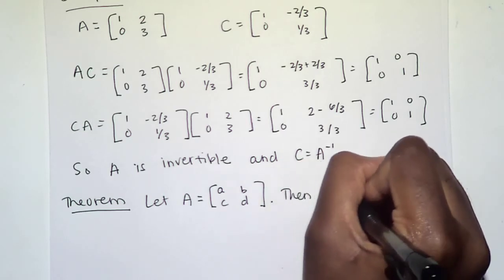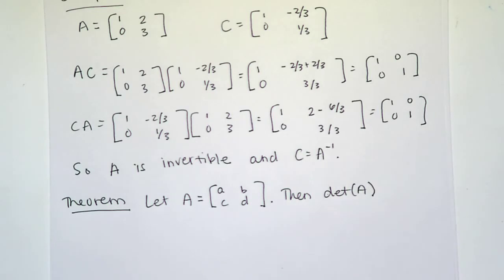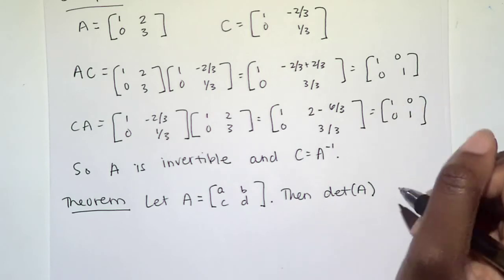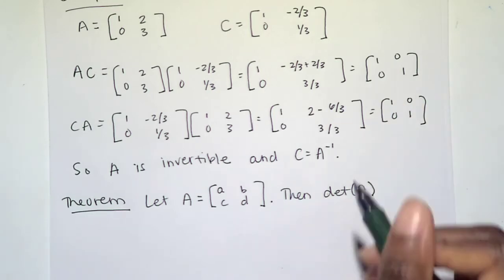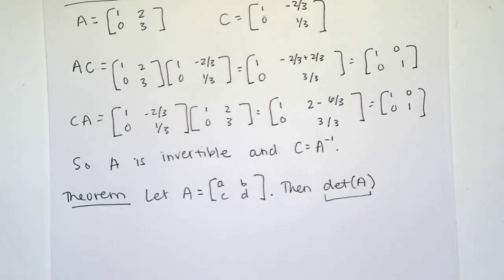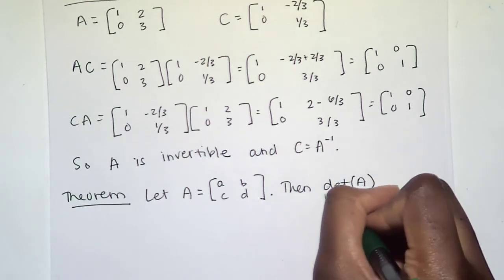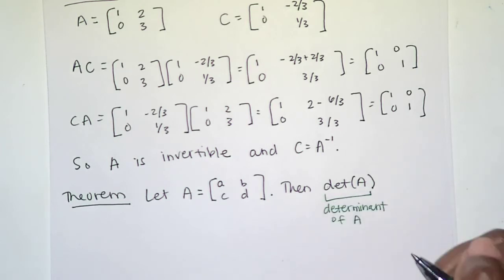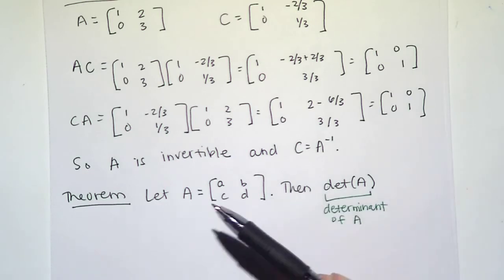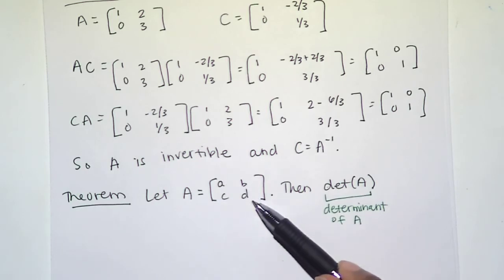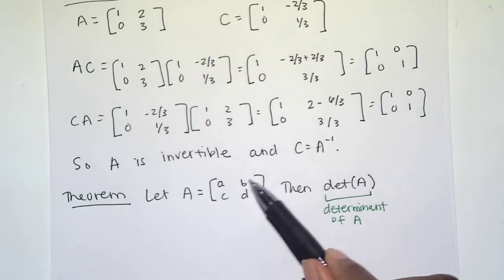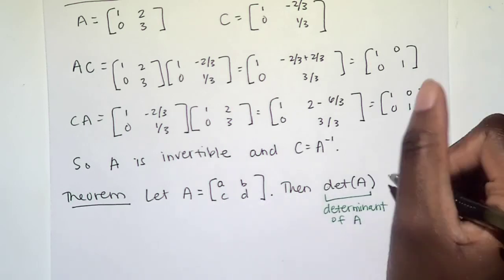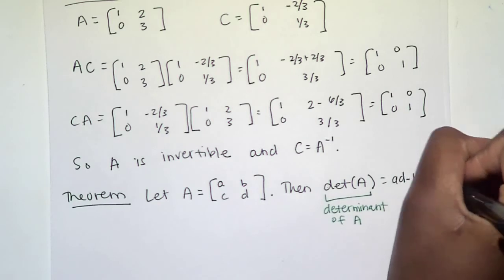Then we have something called the determinant of A, which we will learn in Chapter 4, details about determinants. So I'll write this here. This means the determinant of A. All right, so the determinant of A, where A is a 2 by 2 matrix, is we're going to multiply the diagonals, multiply down the diagonal, subtract, and multiply across the other diagonal. So AD minus BC.